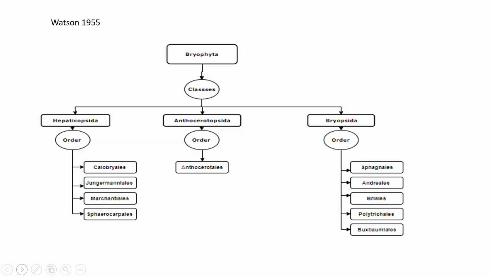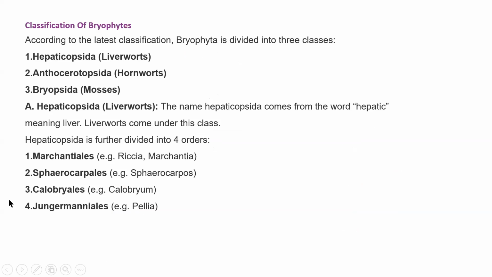So we will just be seeing a small version of each class. That's what I was mentioning. They are divided into three classes: Hepaticopsida, Anthoceratopsida, and Bryopsida. Hepaticopsida, liverworts. As I already told you, it comes from the word hepatic, meaning liver. Four orders with their examples are given here.